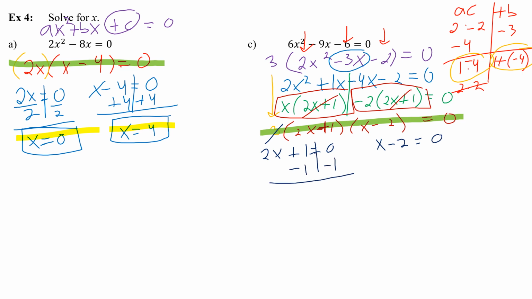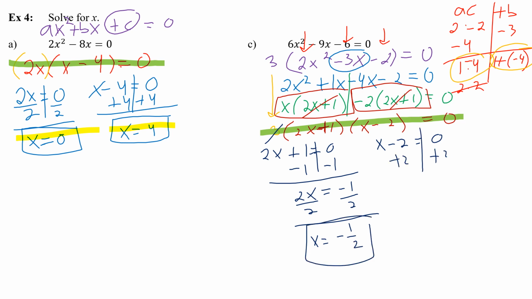Subtract 1 on the left. You get 2x is equal to negative 1, divided by 2. Turns out x is equal to negative 1/2. Part of my answer. Add 2 to both sides here. You get x is equal to 2. The other part of your answer.